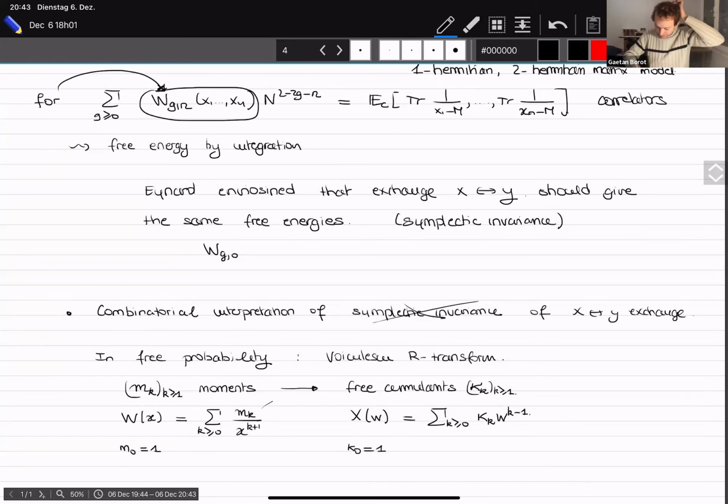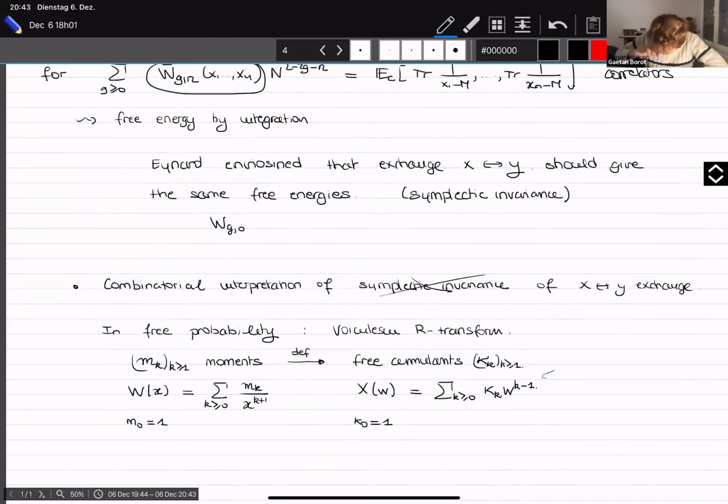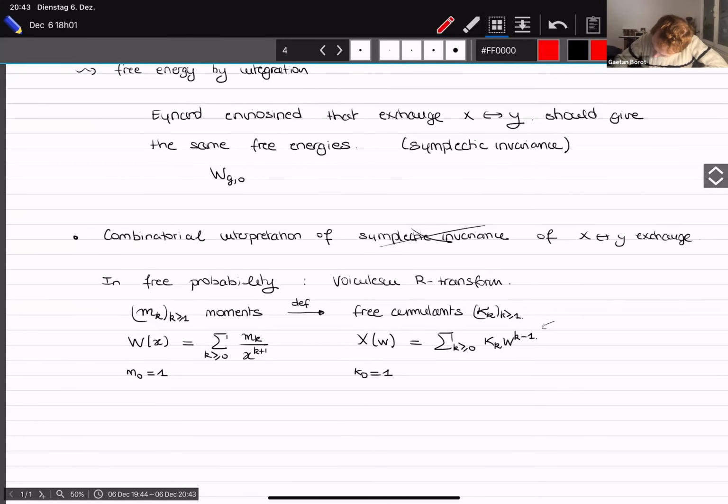So here it's in terms of 1 over X, and here it's in terms of W. And there's a certain definition from Voiculescu, and essentially this definition amounts to saying that X of W(x) is equal to little x. So if you call Y equal W of X, then you realize that X is B_x of Y, a functional inverse. So that's an example of XY exchange.